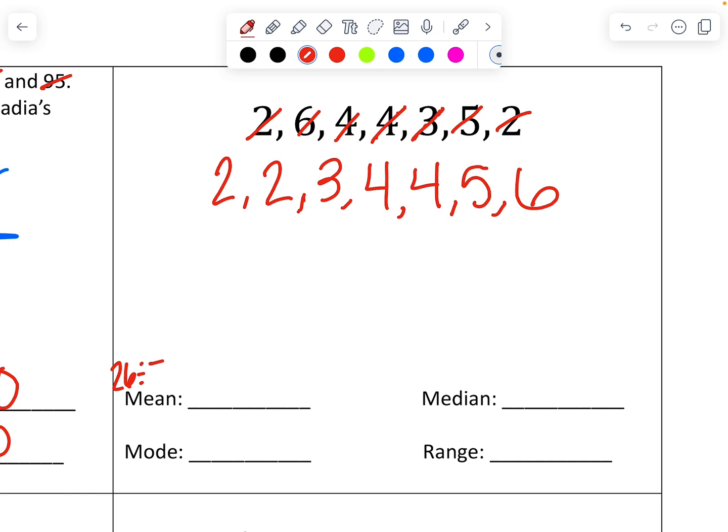Now the mode, when I look at it, I can see that there's 2 2s and there's 2 4s. So those would both be my modes. So I would have 2 and 4 as my mode. The range, greatest minus the smallest, so 6 minus 2, which is 4.